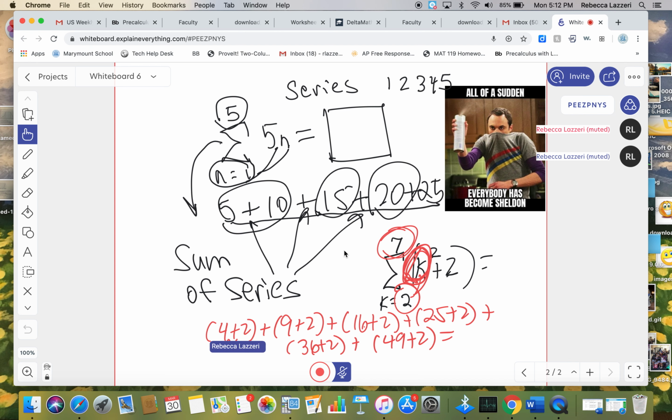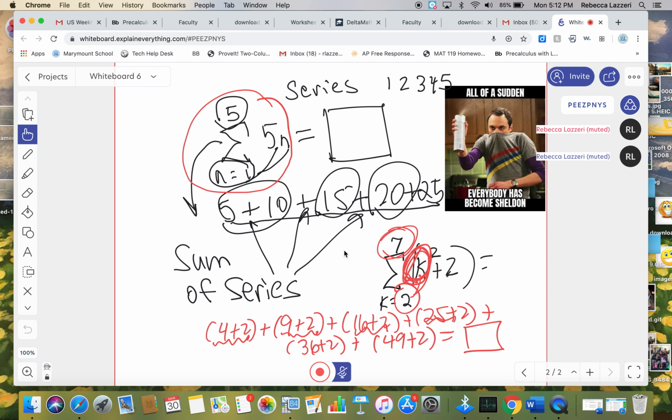So this gives me 6. This gives me 11, 18, and so on. And you add them all together for a total sum, which I'm not going to sit here and add right now, but you can add that up. So when you use this notation, it's telling you to add up terms in a sequence or a series.